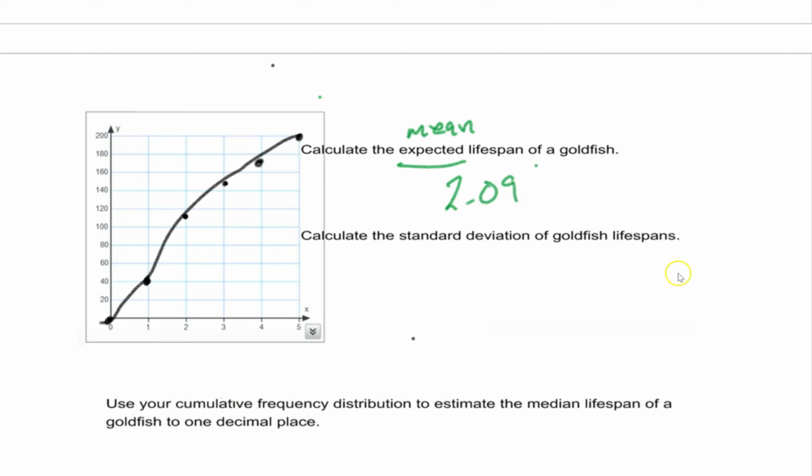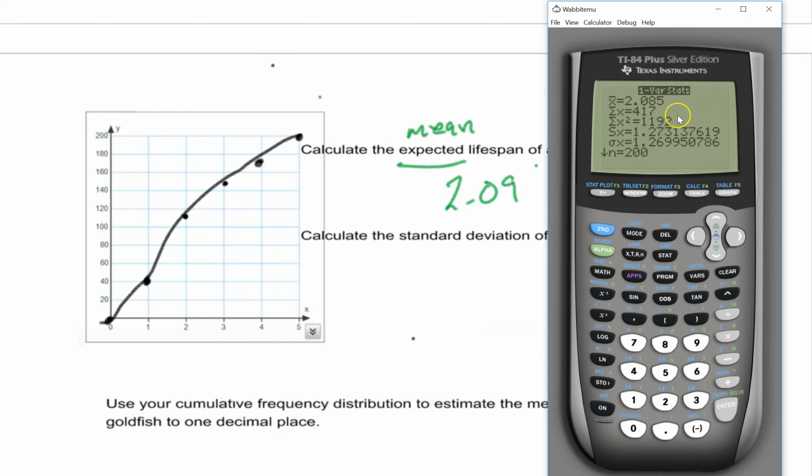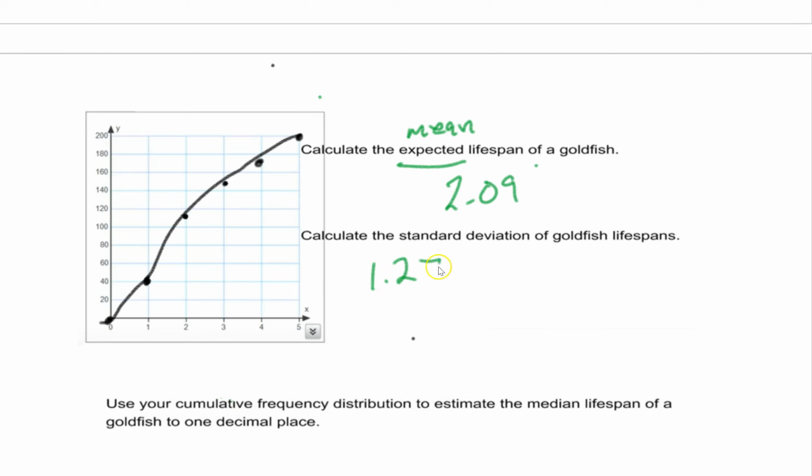And then look at next. Calculate the standard deviation of GoFish. Well, I have that already, right there, 1.27. Now with a little curveball at you, what if I want the variance?